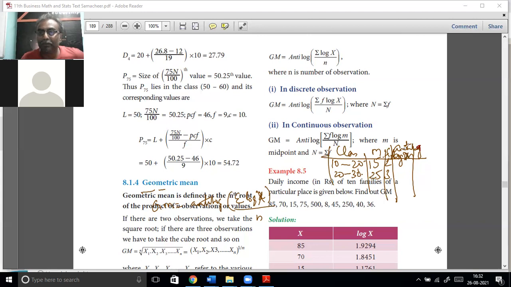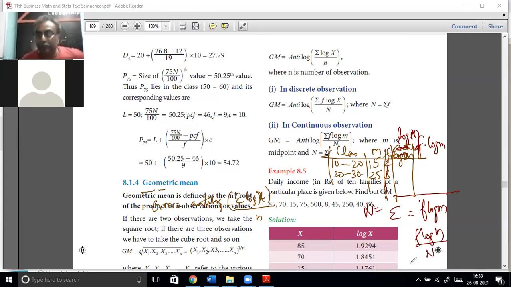So then what you have to do? M is there, F is there, then log of x, log of M you find out, then F into log of M you find out. Then finally sigma will be this F log of M. Sigma is all the total of F log of M. Then frequency, that also you'll have the total will be N. So the F log of M divided by frequency N will be, and then take anti-log. Take anti-log. That will give you for continuous observation. So all three are slightly different steps.